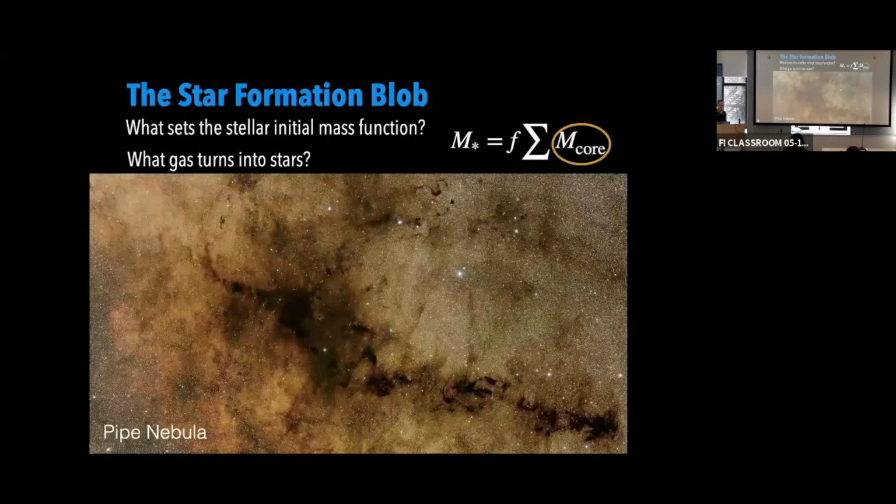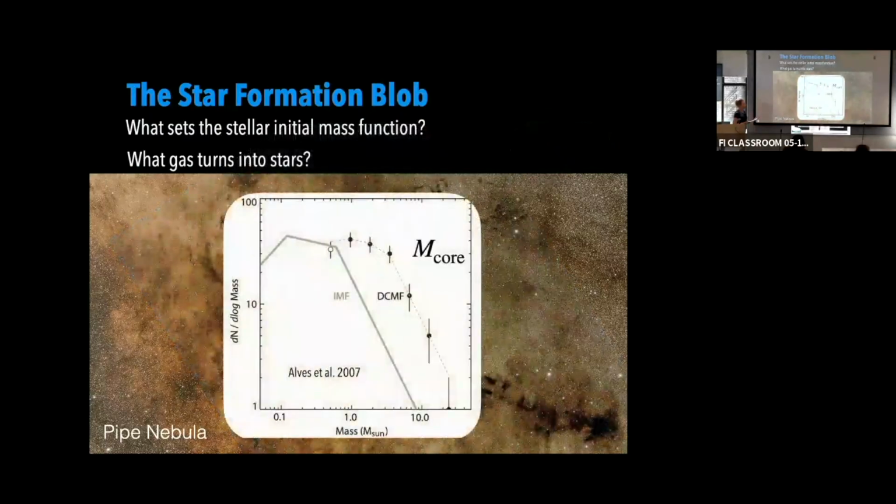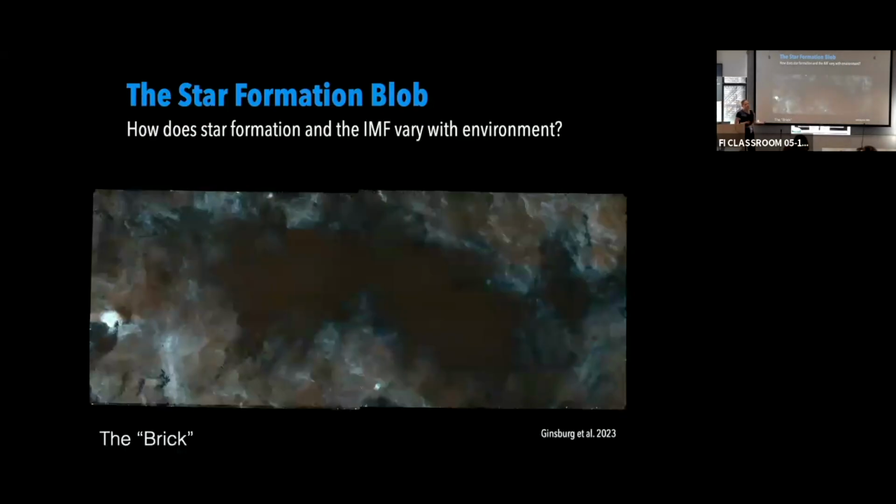All right, so here's the Pipe Nebula. This group identified dense cores within the Pipe. This is relatively older work, but some of the first work that pointed out that there's this very interesting similarity between the distribution of core masses, as identified in a region like this one, and the stellar initial mass function. There seems to be this constant factor mapping. All right, so now we get into the problem. What defines a dense core? Also a clustering problem.